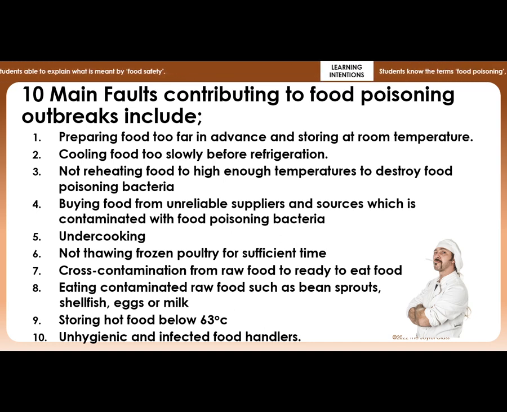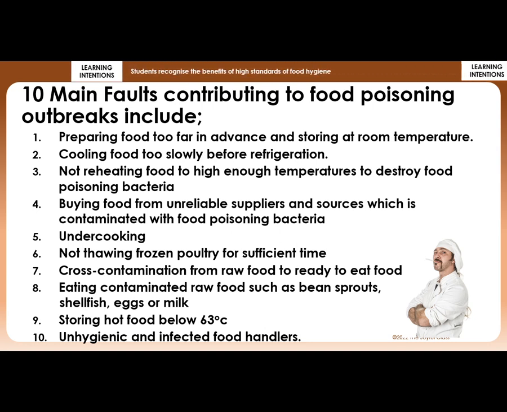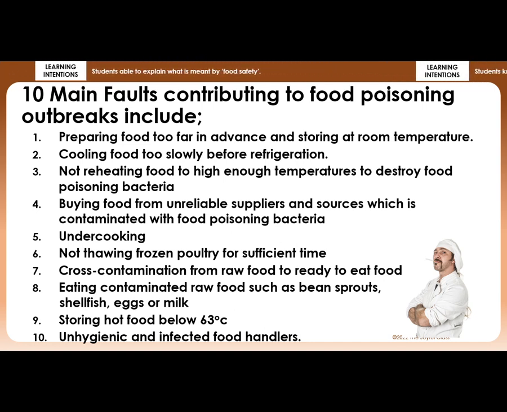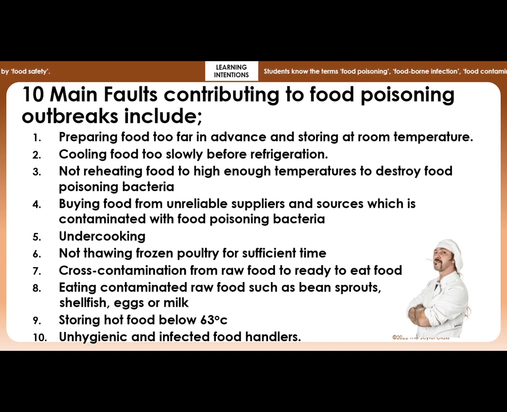Not reheating food to high enough temperatures to destroy food poisoning bacteria. It needs to be reheated to above 82 degrees centigrade. Buying food from an unreliable supplier and sources which are contaminated with food poison bacteria. Undercooking the food, i.e. it's not gone up to 75 degrees. Not thawing frozen poultry for a sufficient time.